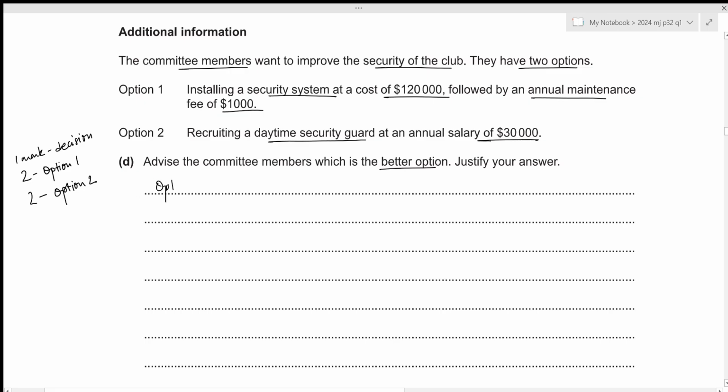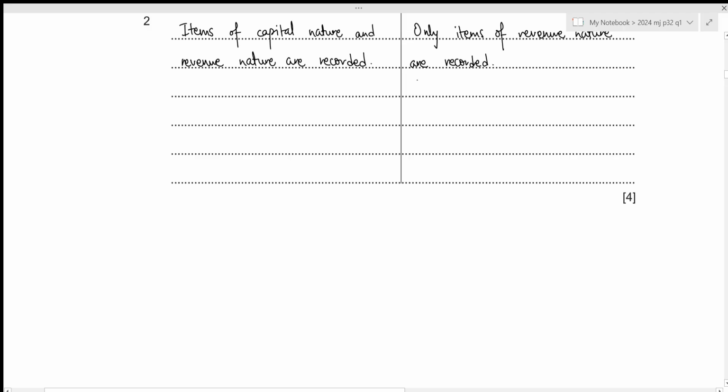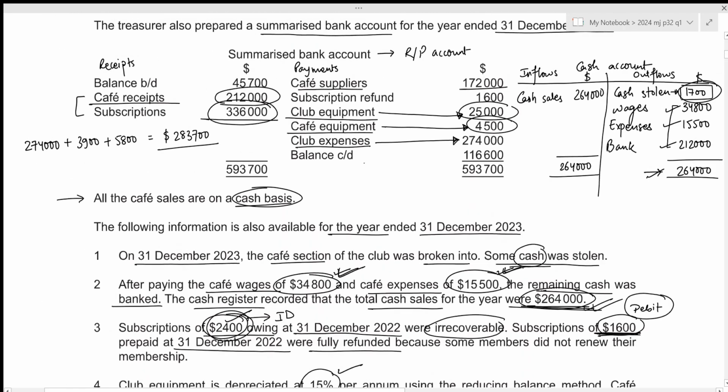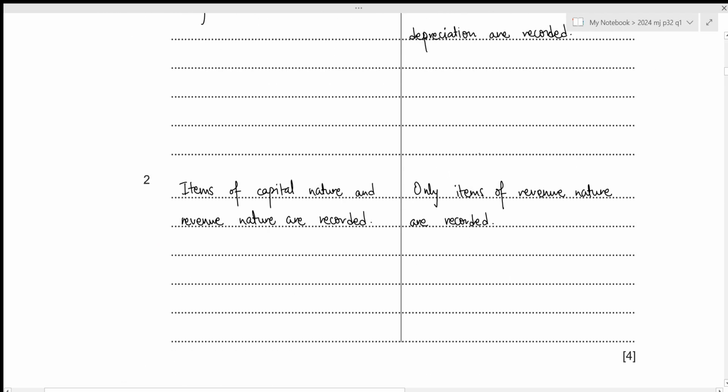Let's start with option 1. The first advantage is that there is an annual maintenance fee of 1,000, which is quite minimal compared to the annual salary of 30,000. Let's write it down. The annual maintenance fee is minimal. So this is the advantage. Now the disadvantage is that the total of 120,000 will have to be paid in order to install this security system. And we have our summary for the bank statement where we can check the closing balance. The closing cash balance we have within the bank account is 116,600, which means that the club does not have enough cash to pay the whole amount. That will act as the disadvantage. Let's write it down.